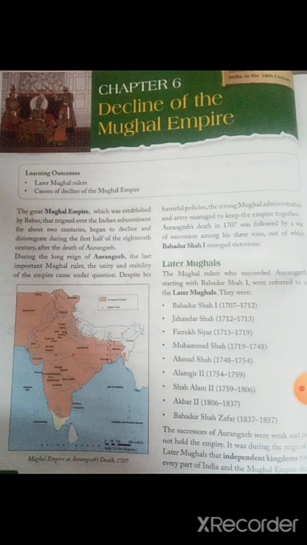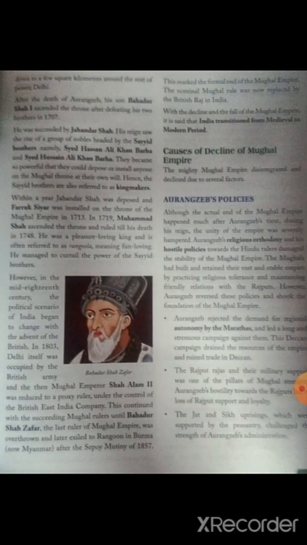The successors of Aurangzeb were weak and could not hold the empire. It was during the reign of the later Mughals that independent kingdoms rose in every part of India, and the Mughal Empire shrunk down to a few square kilometers around the seat of power, Delhi.